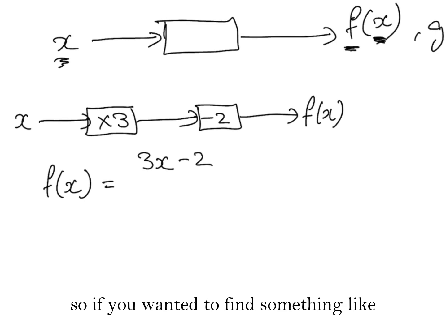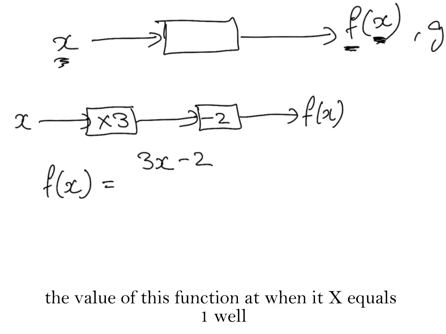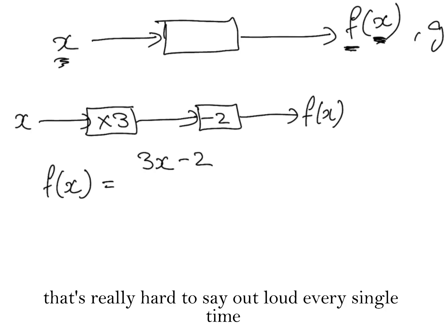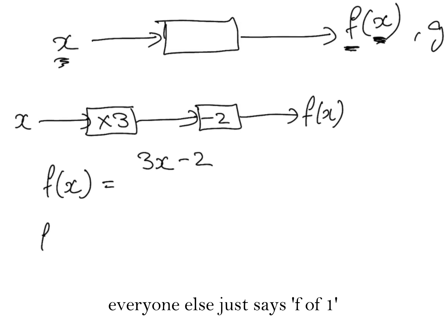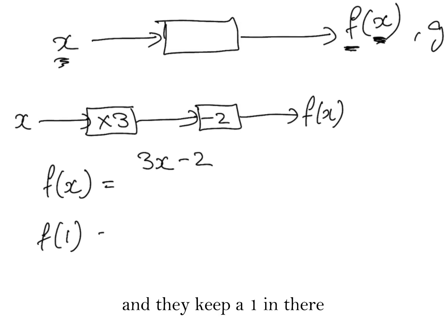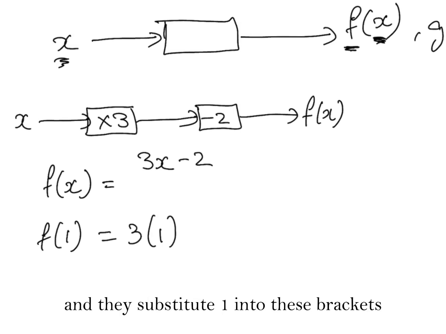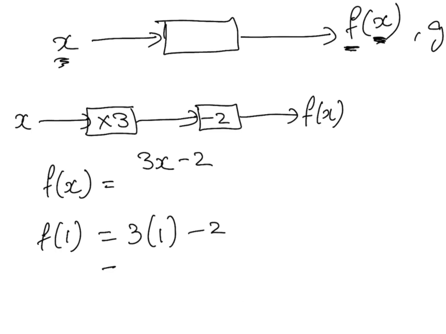So if you wanted to find the value of this function when x equals 1, that's really hard to say out loud every single time. So mathematicians, everyone else just says f of 1, and they substitute 1 into these brackets. And this works out to be 1.